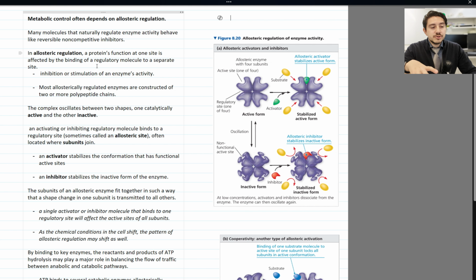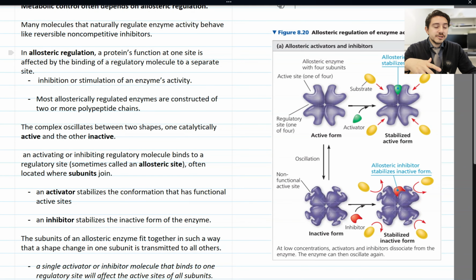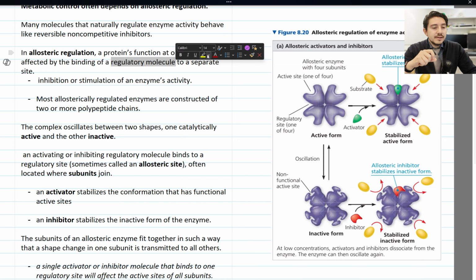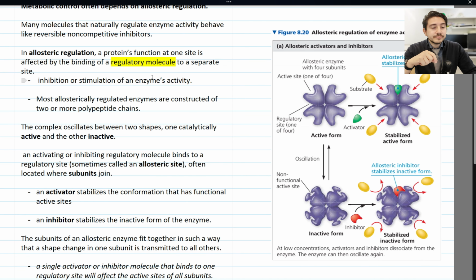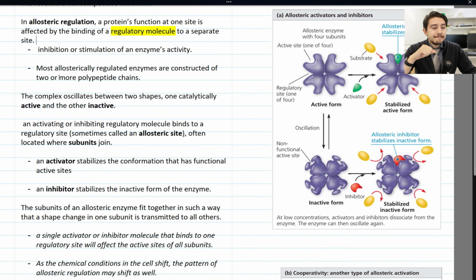So you have the situation of allosteric regulation. In this particular case, a protein's function at one site is affected by the binding of a regulatory molecule. I'm going to highlight this because this is important. A regulatory molecule to a separate site, to a separate site. This can inhibit or stimulate enzyme activity. So it's called allosteric regulation.